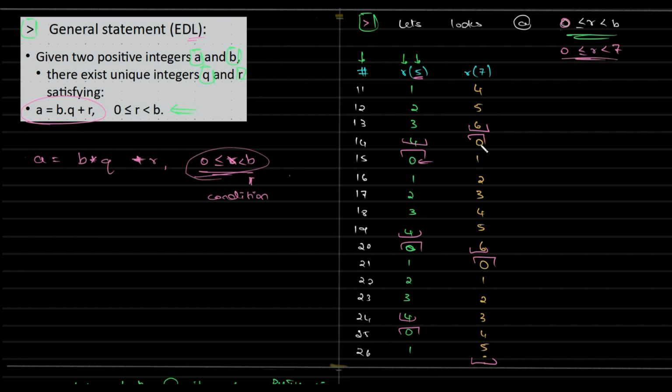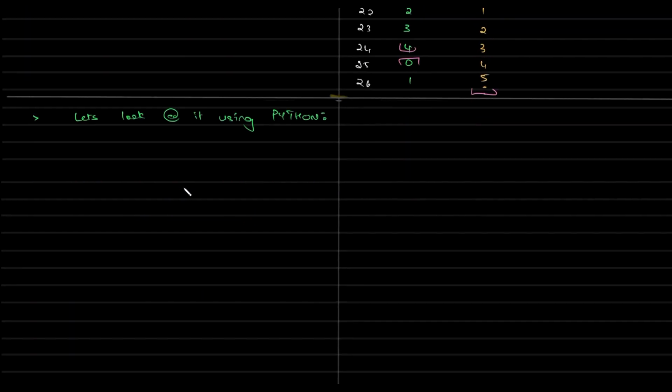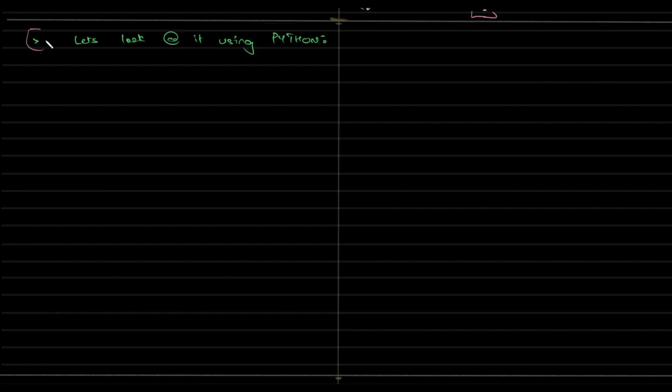Instead of writing the remainder will be 0, 1, 2, 3, 4, 5, 6, we are writing this fancy way. That's it. It's just a fancy way of telling, okay, remainder starts from there to there. That's it, right? So same thing, let's have a look at it using Python.